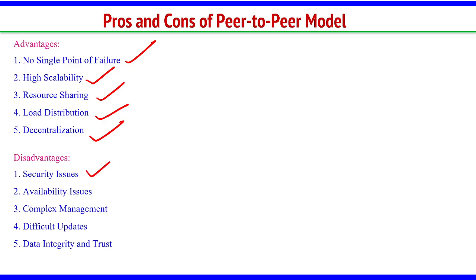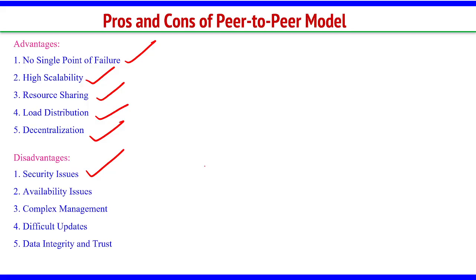Disadvantages: security. Why? Because everybody is connected to each other, one system might be a corrupt system. It can cause a lot of security issues to all the other systems. Right? Availability issues, complex management. Why complex management? As the number of peers increases, it becomes difficult to manage.